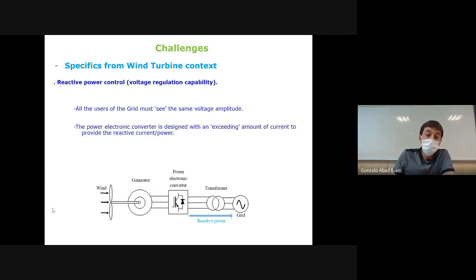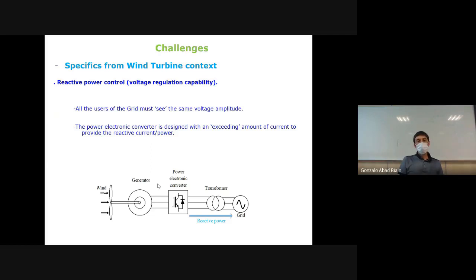This is quite simple to do with wind turbines. We only need to design the grid side converter with an exceeding amount of current prepared to give reactive current. You understand how to do it. We have seen it not only here, but in other subjects as well. This is not a really very important challenge.